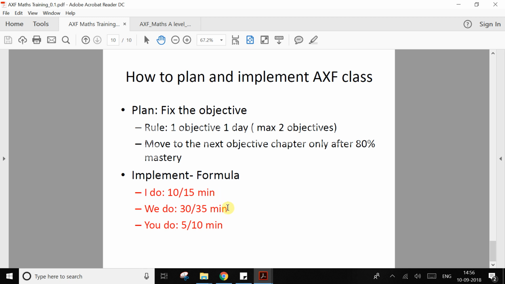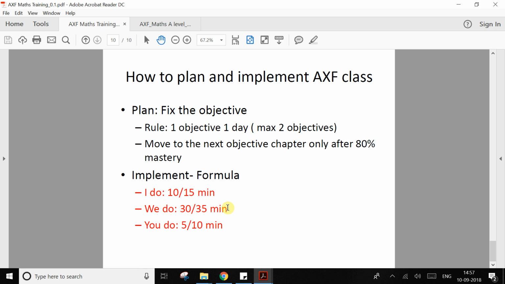We do is the most important part in teaching maths. In we do, you can do group activity, you can do individual practice. What you are going to do is make sure all children are able to do the sum you have taught them in I do. We do is a time for practice, and a time for group activity. So in we do you can also spend time with children who are struggling and teach them again if they have not understood a concept. So we do is for group activity and practice.